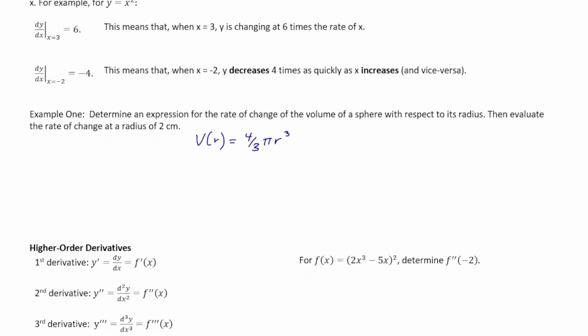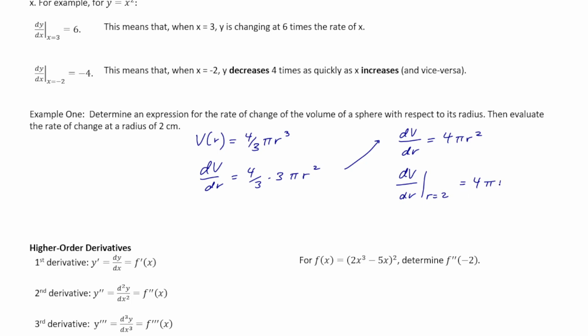All right, so let's take the first derivative. dV/dr is equal to 4 over 3, I bring the 3 down, pi r squared, and that cleans up to dV/dr is equal to 4 pi r squared. The example asks us to evaluate the rate of change at a radius of 2 centimeters. So dV/dr when r is equal to 2 centimeters is equal to 4 pi times 2 squared, so that's equal to 16 pi.